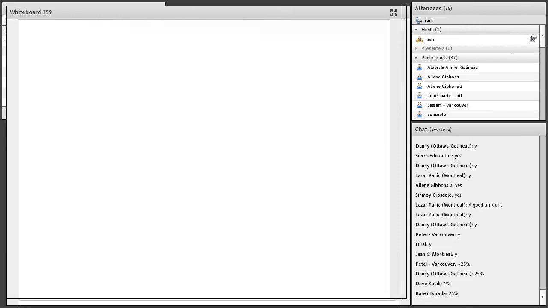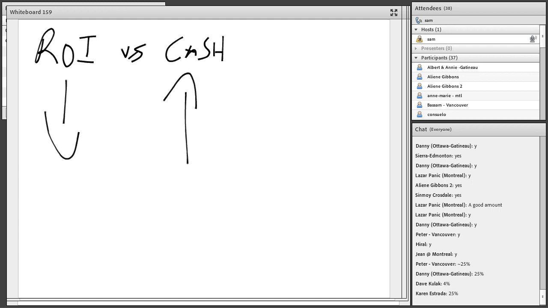So if I look at this, our ROI versus cash. ROI versus cash. Cash in the property. What's the relationship? If the more cash I put in, the lower my ROI. Does everybody understand that? Good. Now, ROI versus cash.